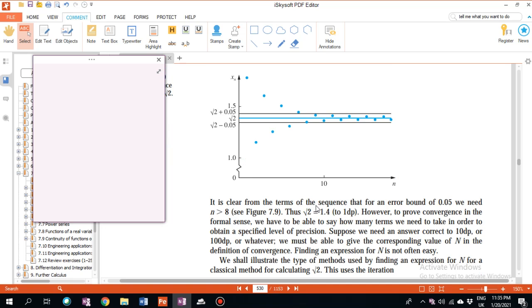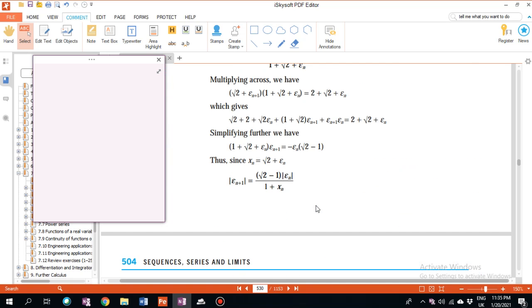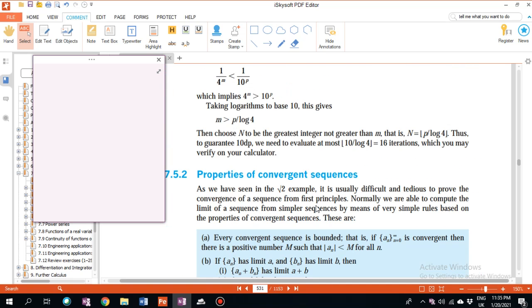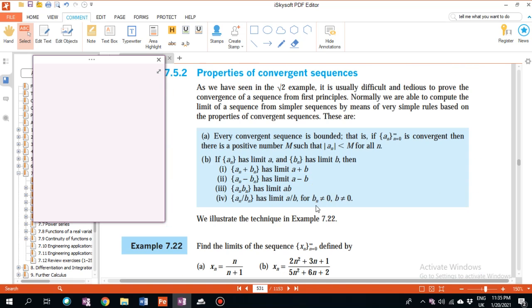So for example, this is a property of convergent sequences. Every convergent sequence is bounded. That is, if we have a_n from 0 to infinity that is converged, then there is a positive number m, such that the modulus of a_n is less than m.